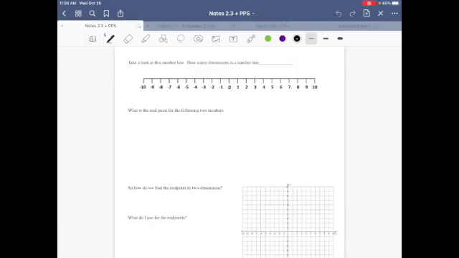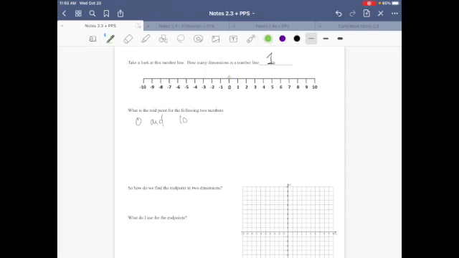All right, so welcome to part 2 of Notes 2.3. So if we look at this number line, look at how many dimensions this number line is, right? We can only go right and left, so that is one-dimensional, that is just one dimension. So let's find the midpoint between two numbers. If I gave you 0 and 10, what would be the midpoint?